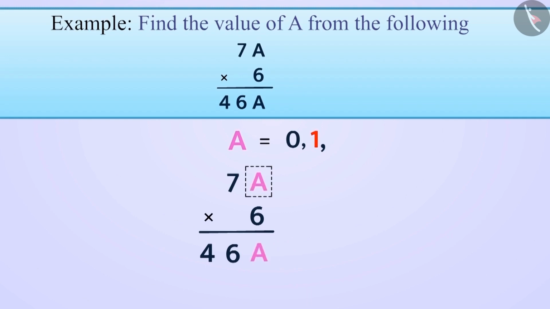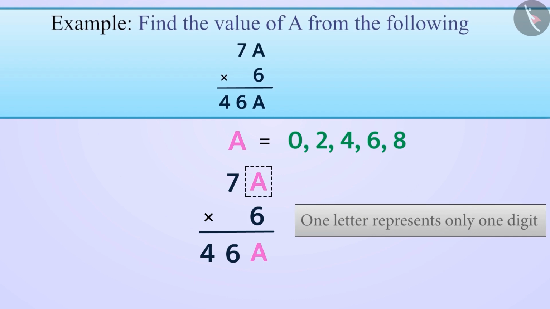Similarly, if we substitute the value of a with 2, 3, 4, 5, 6, 7, 8 or 9, then we realize that the value of a can be 0, 2, 4, 6 or 8, but cannot be 3, 5, 7 or 9. The rule tells us that a letter represents only one digit, so the value of a will be one of these digits. So let's find out what the number is.